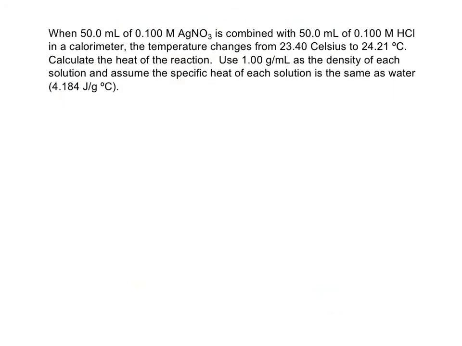Alright, so I want to finish this video up with an example of what a typical calorimetry problem might look like. So in this case, we're told that we have 50 milliliters of silver nitrate. We're combining that with 50 milliliters of hydrochloric acid, and we're given the concentrations of each solution. And we're told that the temperature changes from 23.40 to 24.21. And we want to calculate the heat of the reaction.